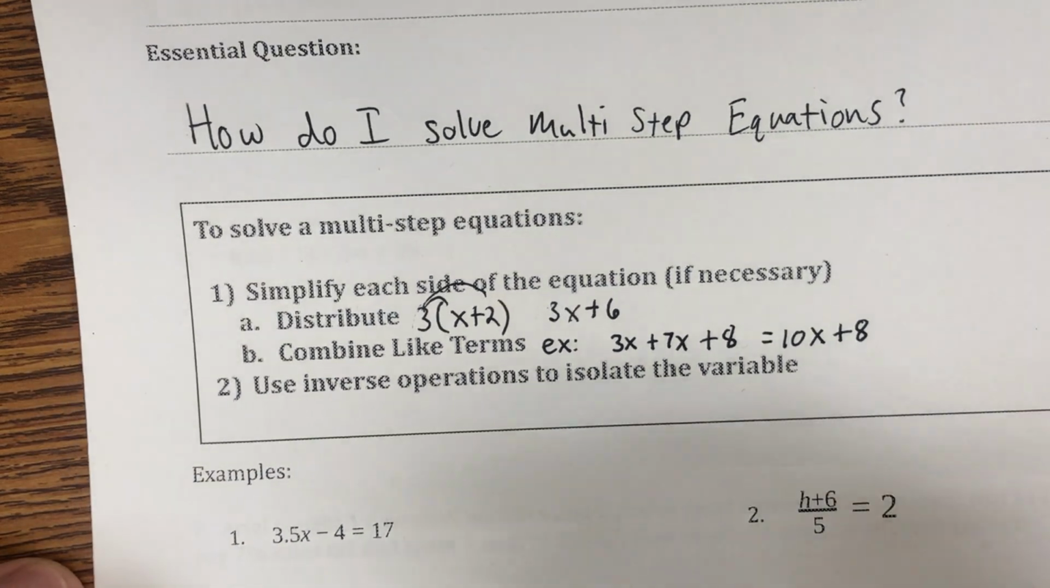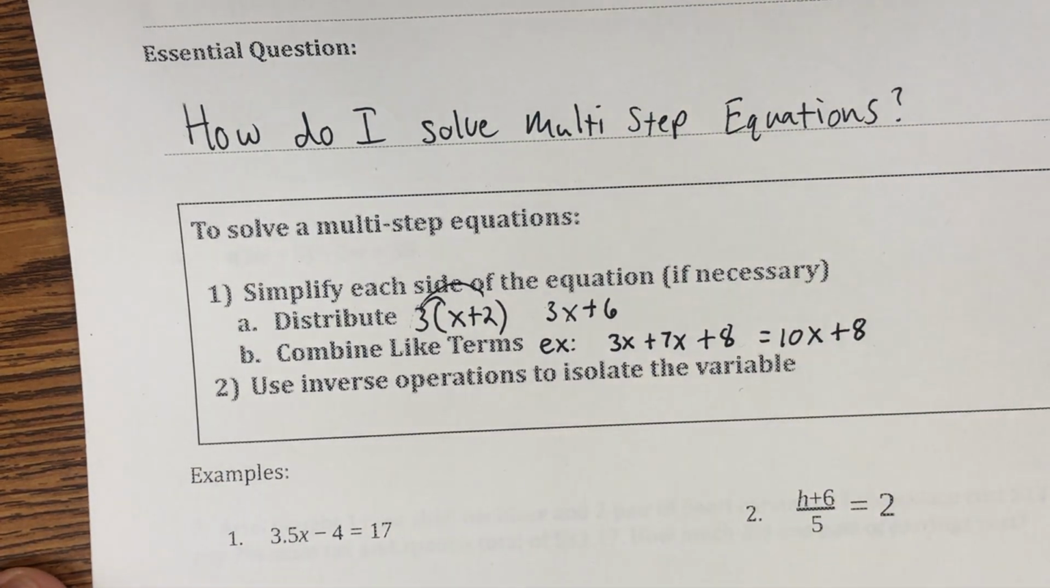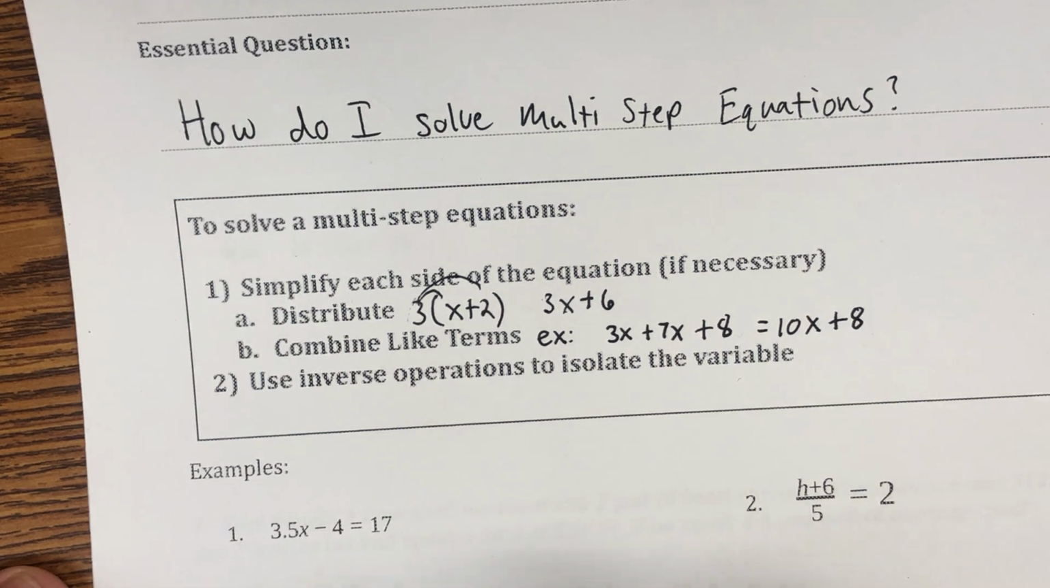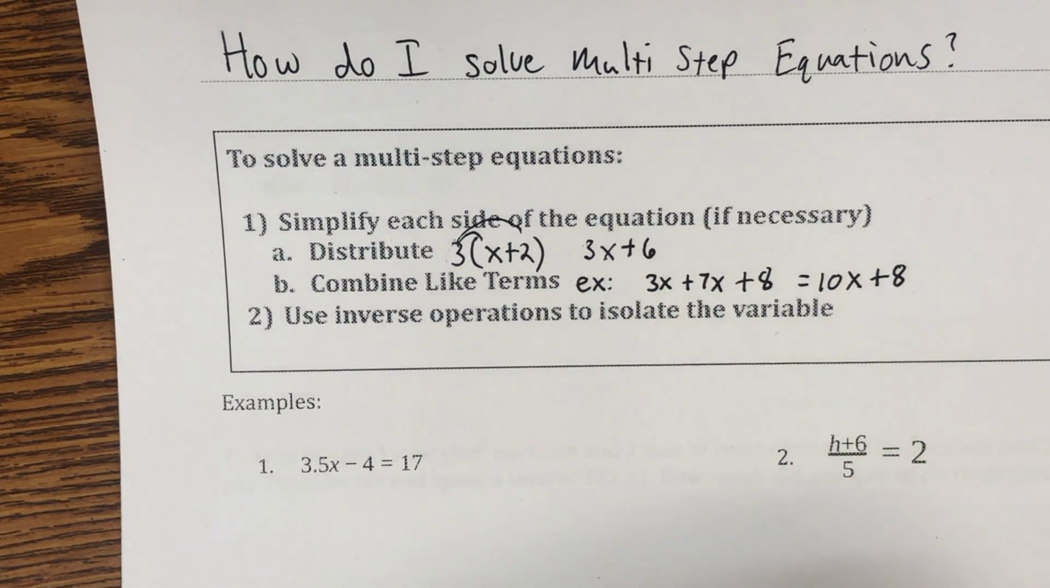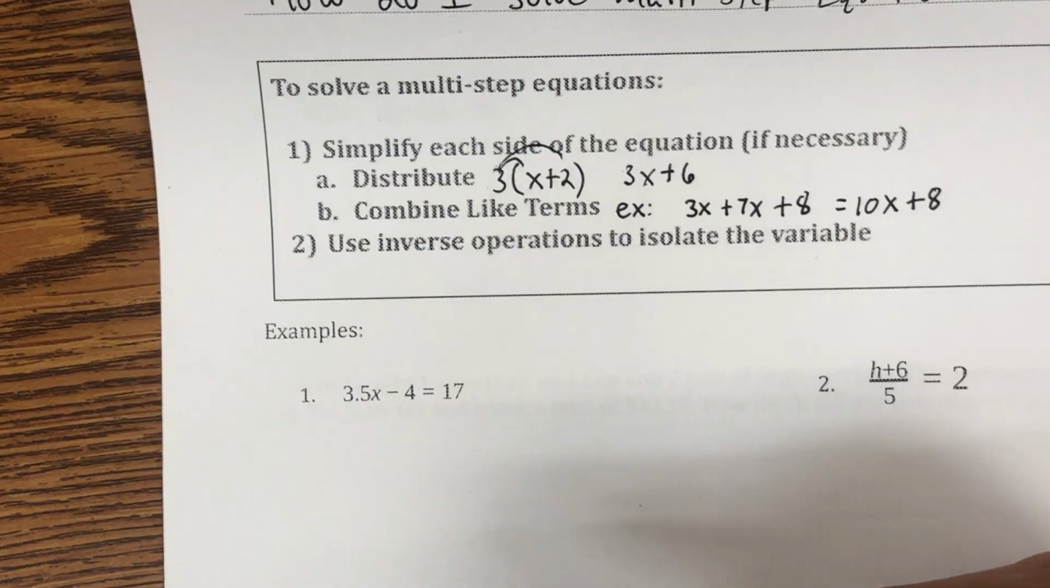Then we're going to use inverse operations to isolate the variable. Most of the time we'll add and subtract before we multiply and divide, but there are some cases where we will not. So hopping into some example problems.